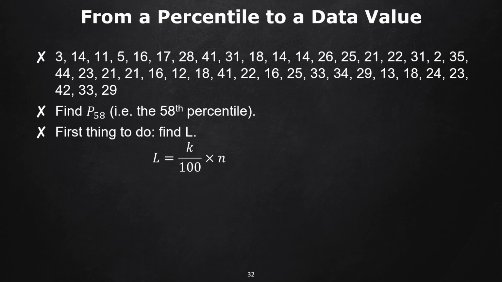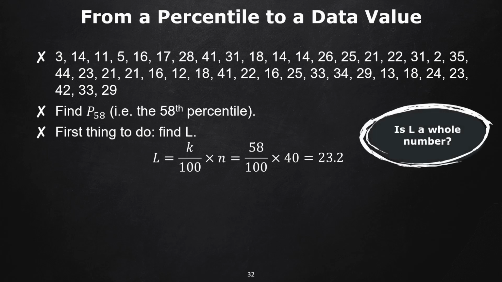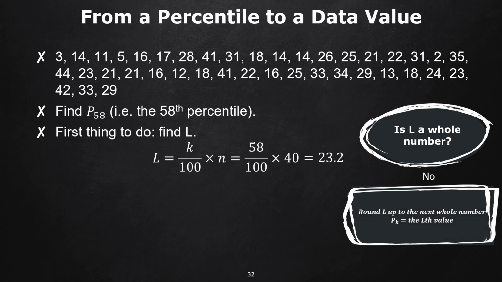K is the percentile that we have, so it's going to be 58, and N is our sample size, which is 40. So we plug those values in, multiply, we divide, all that fun stuff. We get 23.2. Now is where we use a flowchart. Is L a whole number? And we can clearly see that it's not. It's 23.2. It's got a decimal. So then the flowchart says to round L up to the next whole number. And then the kth percentile would be the Lth value.